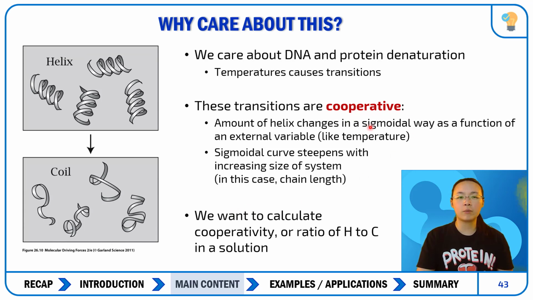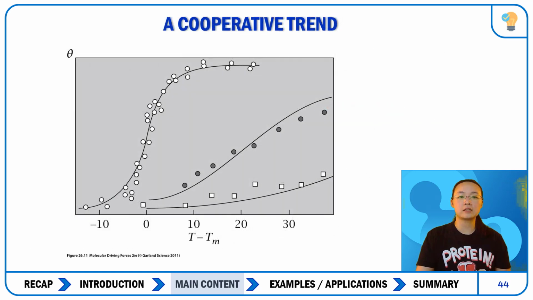So we're going to talk about cooperativity in a bit, but let's first look at this. When we talk about a cooperative trend, it usually means a sigmoidal curve, something like this. And there's going to be different curves for different lengths of polymers, which we call N-mers. We can see that the longer the polypeptide, so the more dots, the more monomers there are, the steeper and more pronounced the sigmoidal curve.